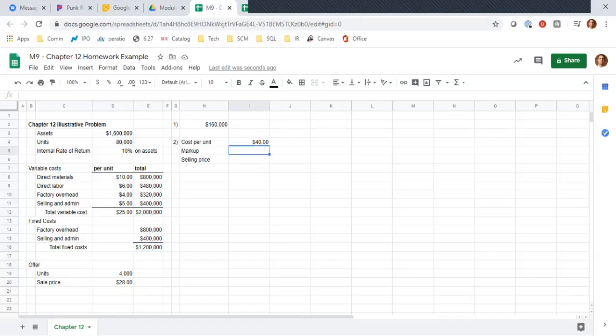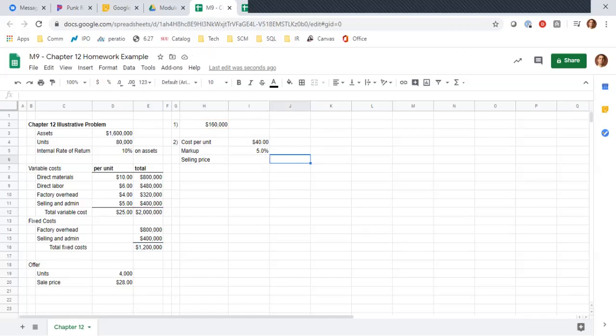Okay, our markup, we're trying to make a profit of 160,000. So our markup needs to be 160,000 divided by our total cost, and that will give us our markup. Okay, so we're going to take our 160,000. We're going to divide that by our total cost again. Okay, that gives us a markup of 5%.